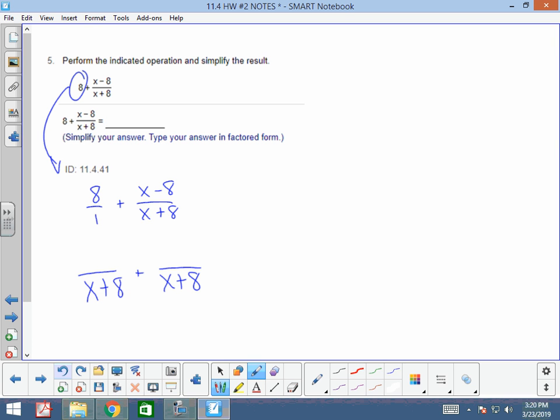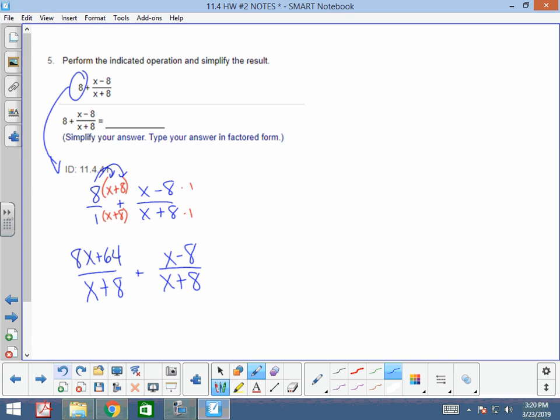All right, so what am I going to multiply by 1 to get x plus 8? Well, you guessed it. We're going to multiply by x plus 8. So in the numerator, when I multiply by x plus 8, I need to do the distributive property. So that's 8x plus 64. All right, what do I multiply x plus 8 by to get x plus 8? Well, I multiply by 1. In other words, that numerator is not going to change.